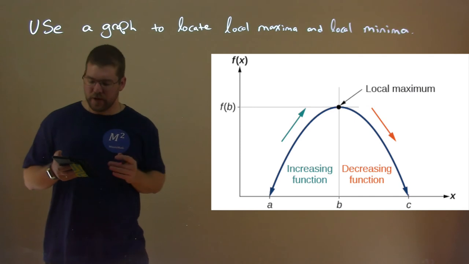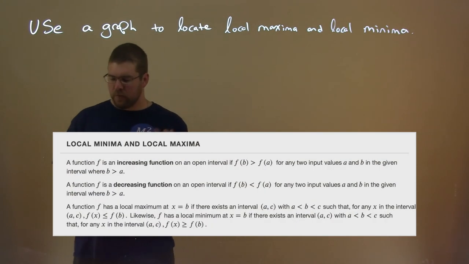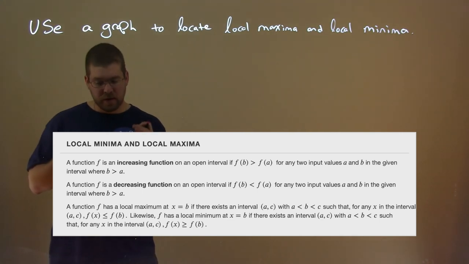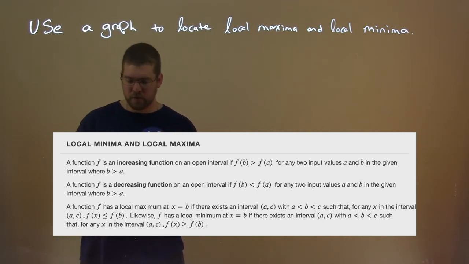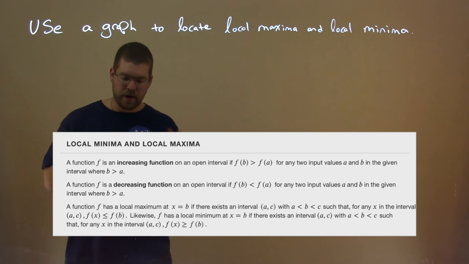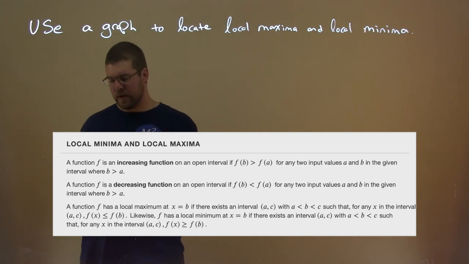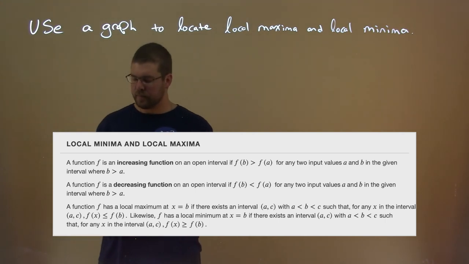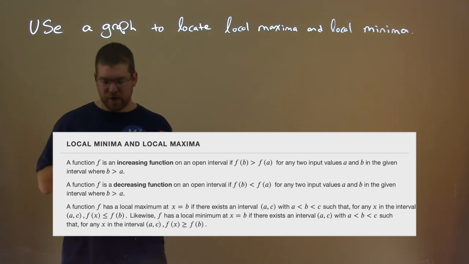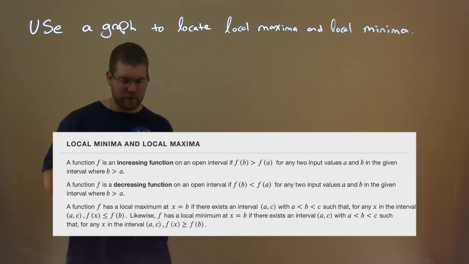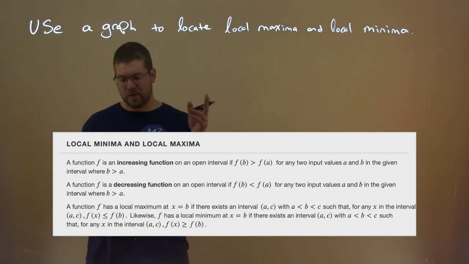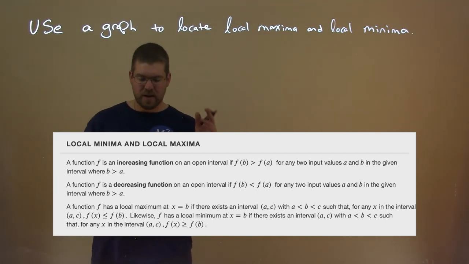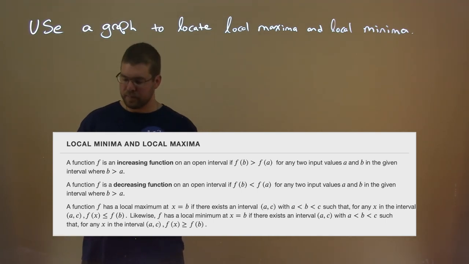So let's go through a definition here. For local minimum and local maximum: a function f is an increasing function on an open interval if f of b is greater than f of a for any two input values a and b in the given interval where b is greater than a. A function f is a decreasing function on an open interval if f of b is less than f of a for any two input values a and b in the given interval where b is greater than a.